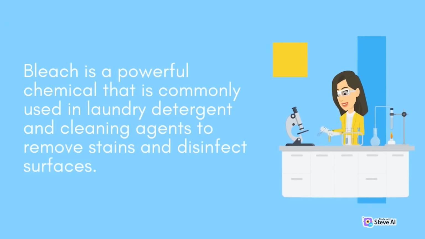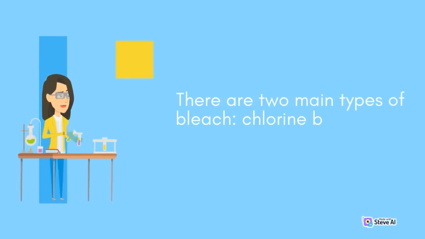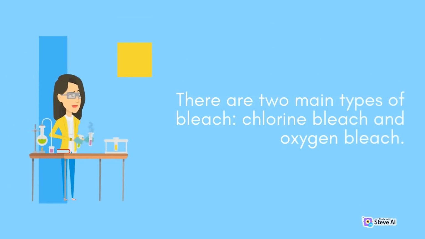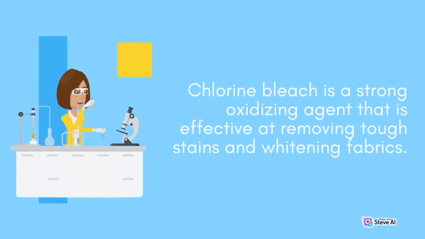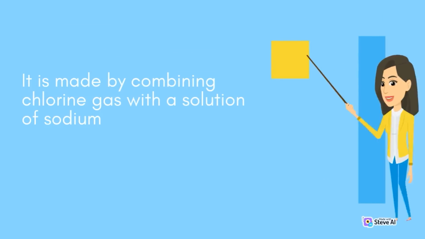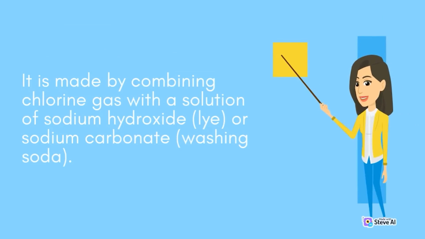Bleach is a powerful chemical that is commonly used in laundry detergent and cleaning agents to remove stains and disinfect surfaces. There are two main types of bleach: chlorine bleach and oxygen bleach. Chlorine bleach is a strong oxidizing agent that is effective at removing tough stains and whitening fabrics. It is made by combining chlorine gas with a solution of sodium hydroxide, lye, or sodium carbonate, washing soda.